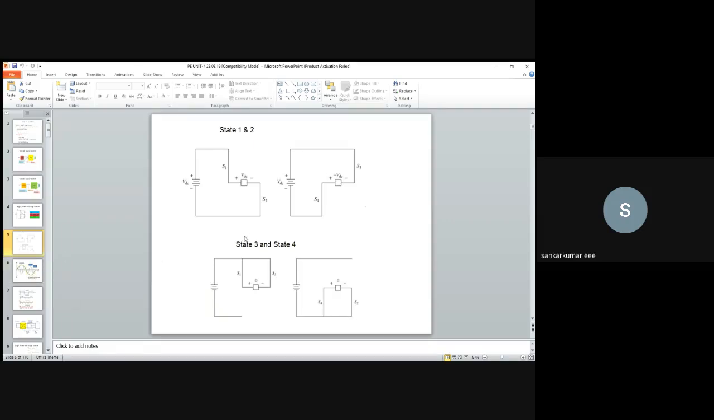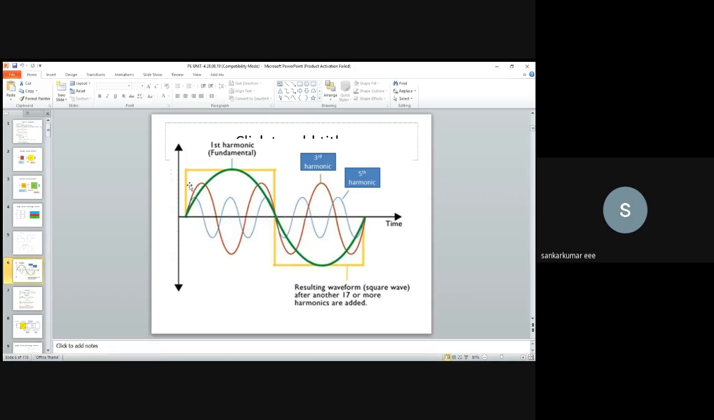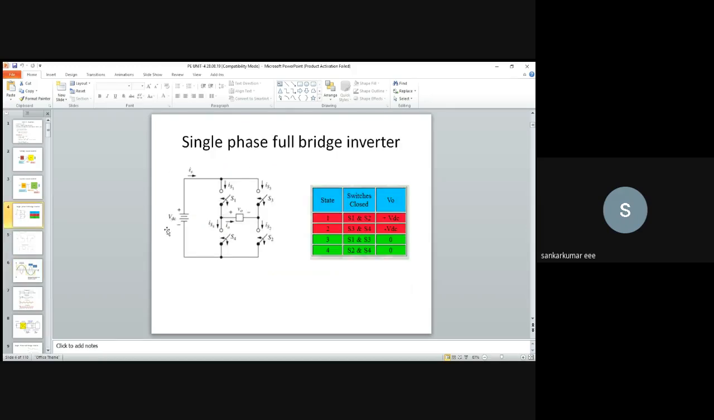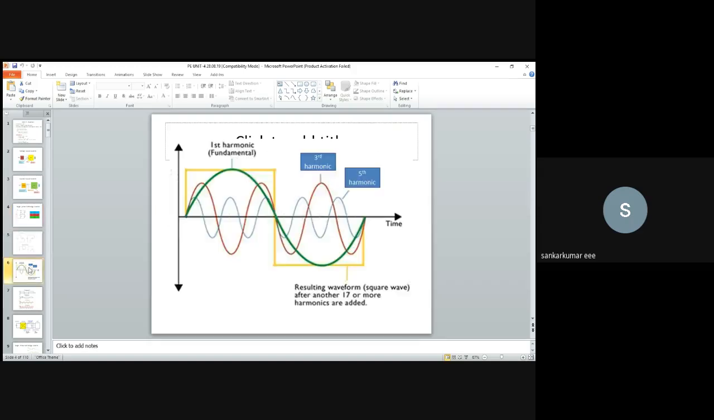And what will be the output we are getting across the load? Suppose we are having the DC input. If we turn on these switches, we will get the output voltage like this. This yellow color indication, a square waveform, is your output voltage. This is the maximum voltage, and the maximum voltage will be equal to the input voltage source magnitude. Suppose VDC is 100 volts, then in the output voltage the maximum value is 100 volts, and in the negative half cycle we will have minus 100 volts. So we will get a square or rectangular waveform as your output.